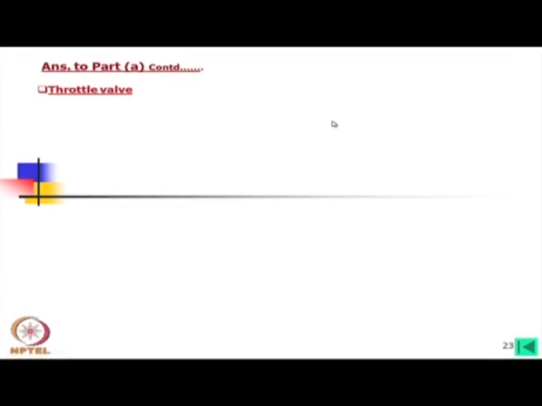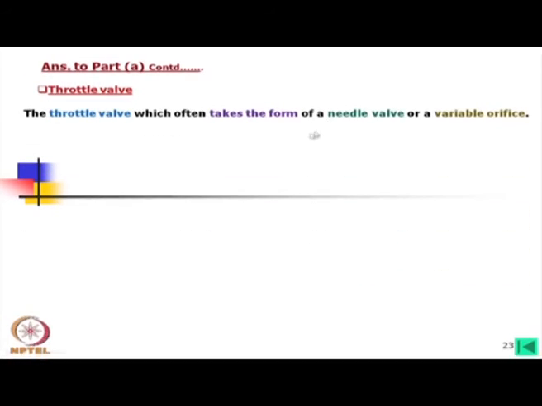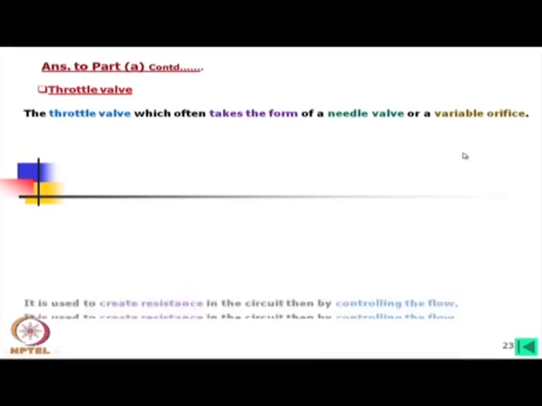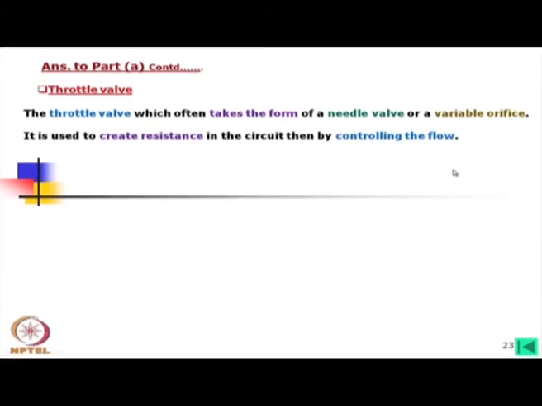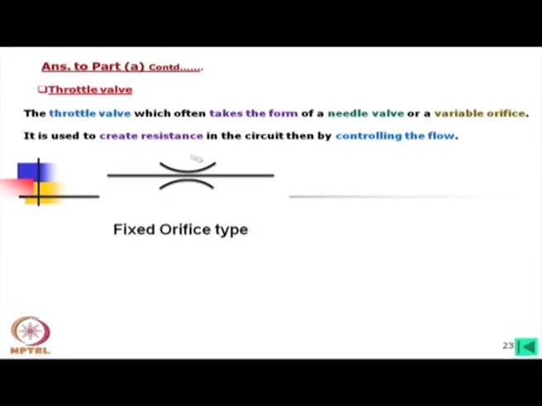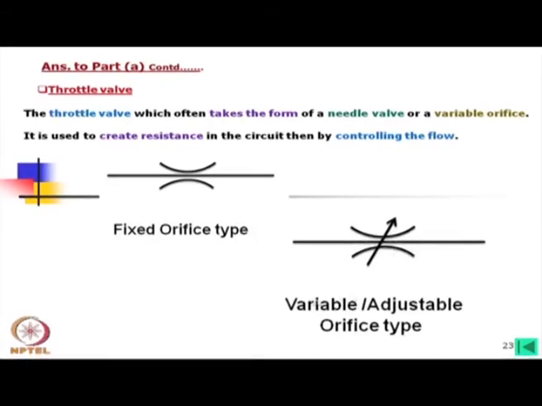Now, throttle valve, which is also called flow control valve. The throttle valve often takes the form of a needle valve or variable orifice. It is used to create resistance in the circuit, thereby controlling the flow. Now, the symbol is very simple, it is a fixed orifice type. If it is a variable or adjustable orifice type, then we simply put an arrow on it.